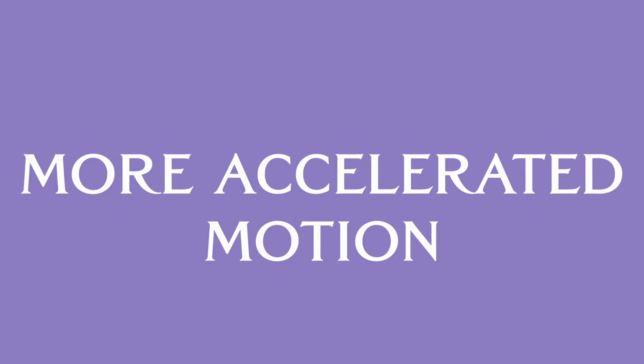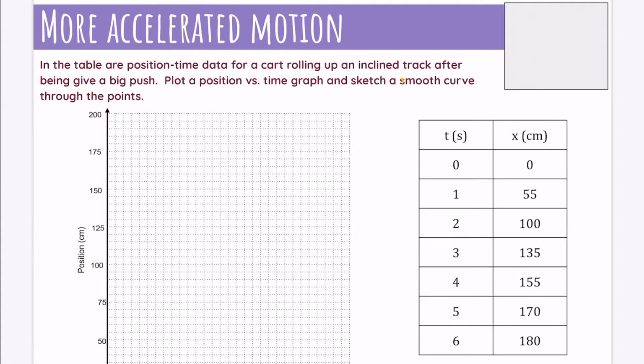Hello, physics students. So this is going to be more accelerated motion. And so we are given here a table, position time data. So here's our table with the position time data for a cart rolling up an inclined track after being given a big push. Plot a position versus time graph and sketch a smooth curve through the points.